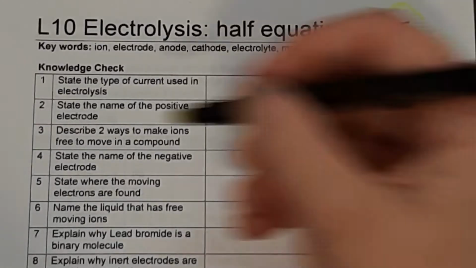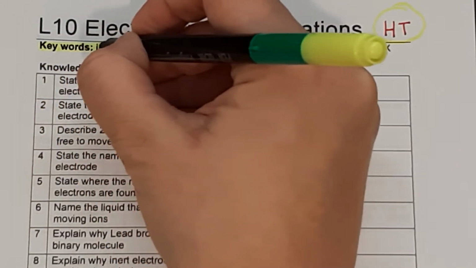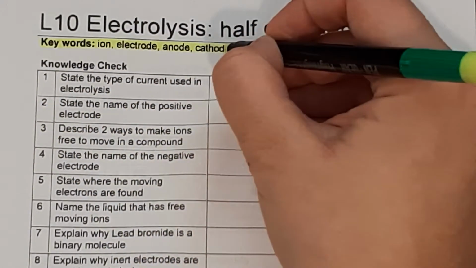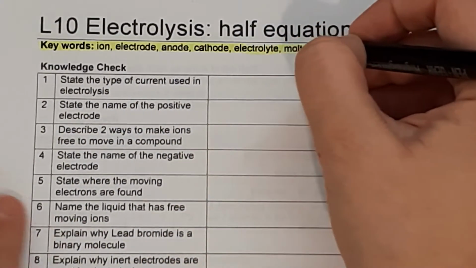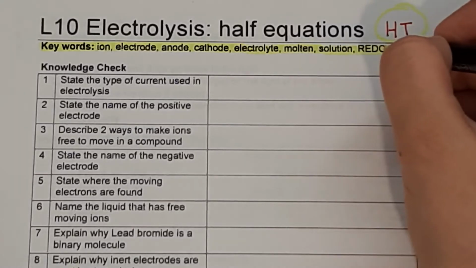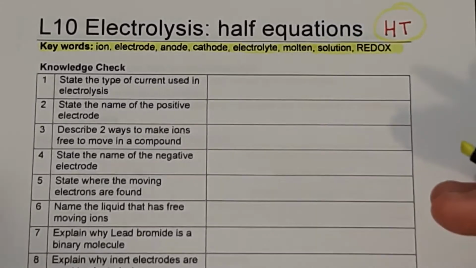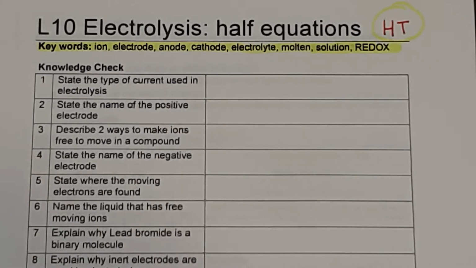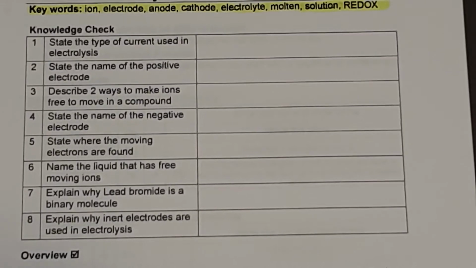So our key words for today's lesson are ion, electrode, anode, cathode, electrolyte, molten, solution, and redox. You should know quite a few of these already. So we're going to start by doing the knowledge check on page 15. There are 8 questions. Please pause the video whilst you do the questions.